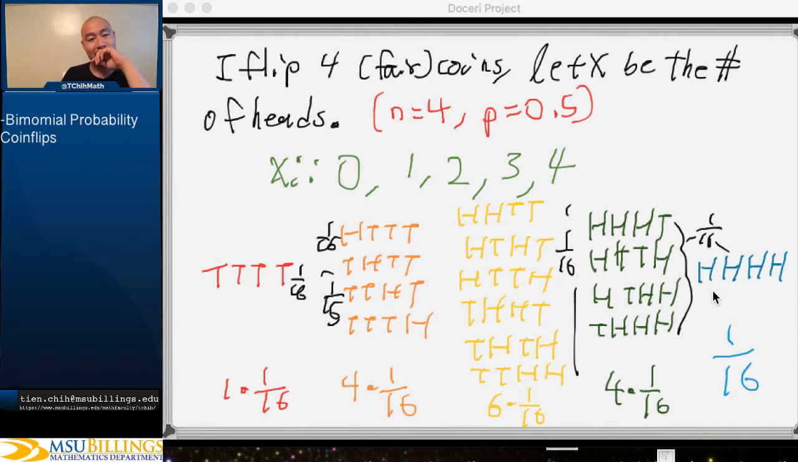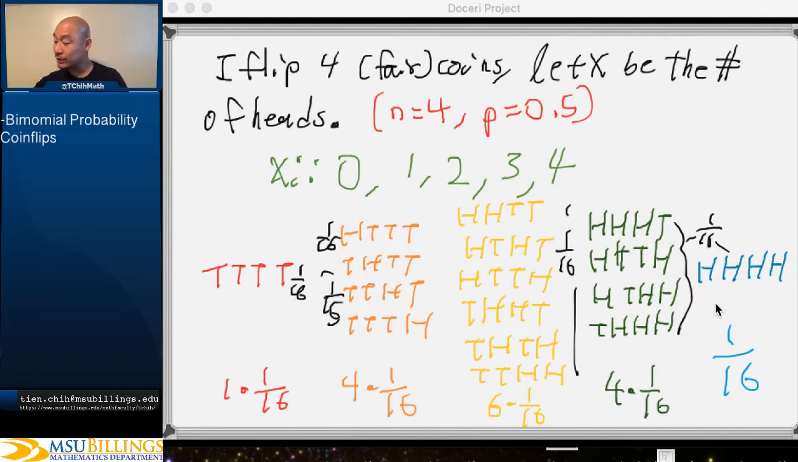And so 2 heads is the most likely outcome, and that makes perfect sense. Because if I flip 4 coins, 2 heads should be the most likely outcome. It's half the heads. Then 1 head and 3 heads are equally likely, because 1 head means 3 tails, 3 heads means 1 tail, and heads and tails are equally likely. And similarly, no heads and no tails should also be equally likely.